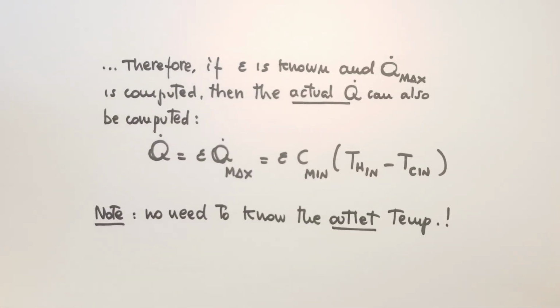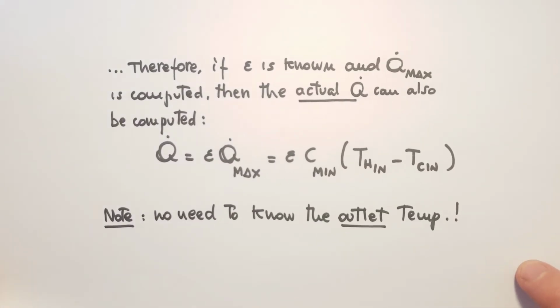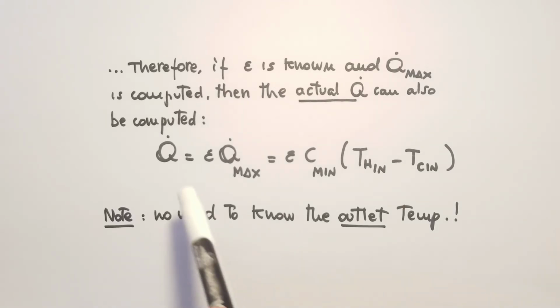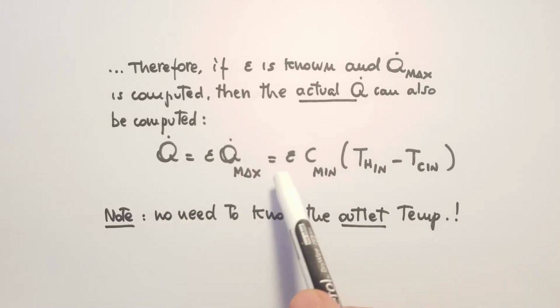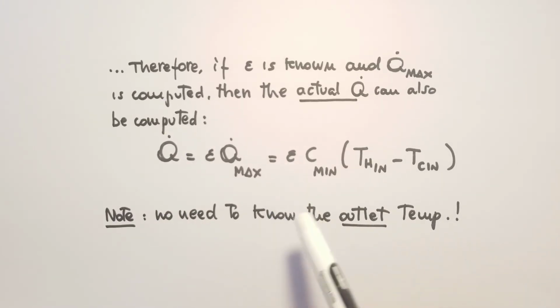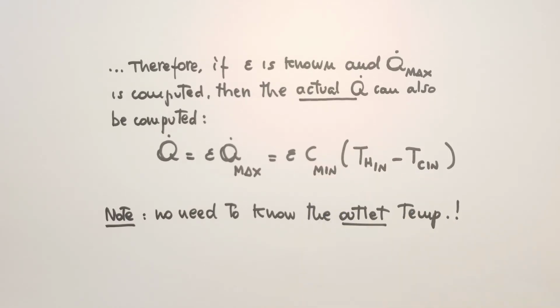So therefore, if we know the maximum heat transfer that can be exchanged between the two fluids, and we know the effectiveness, then we can compute the actual Q. So we arrange the previous expression. The actual heat transfer Q, the exchange between the two fluids, is equal to effectiveness times C min times the jump in temperature at the inlet of the two fluids. It's important to remember that thanks to this expression, there is no need to know the outlet temperatures.